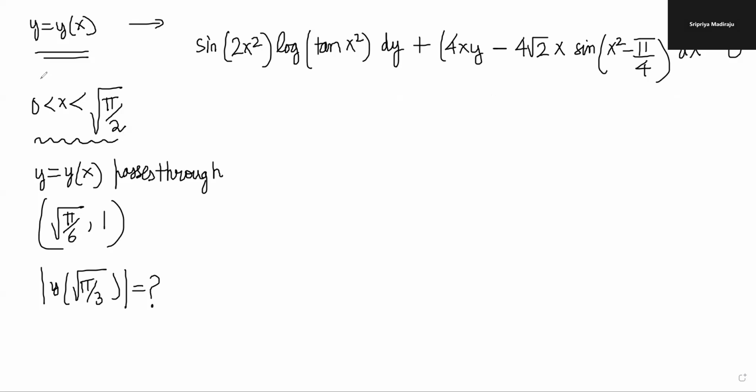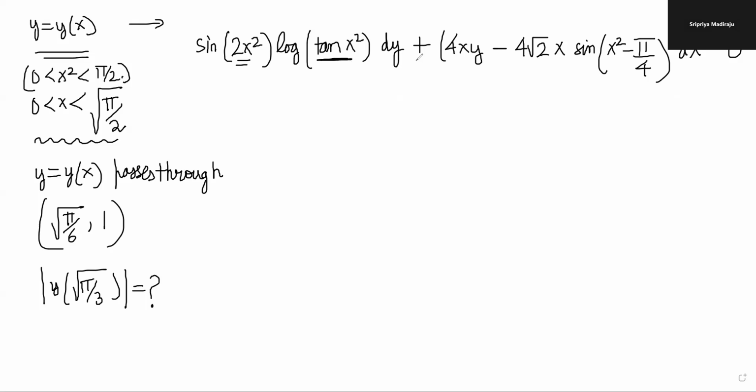This is the situation, so obviously 0 is less than x square is less than pi by 2, which means tan of x square is positive, and x square as an angle is between 0 and pi by 2. So 2x square, the sine is between 0 and pi, so that is also positive.